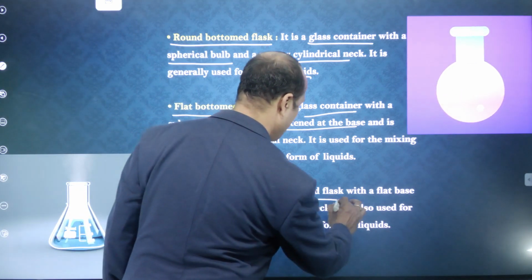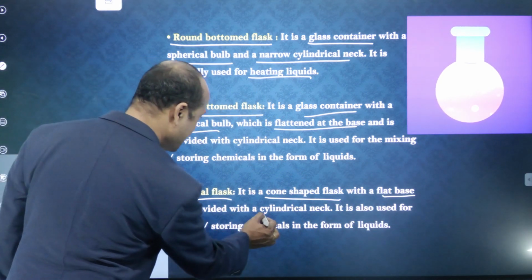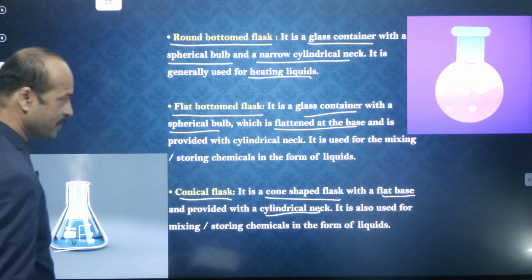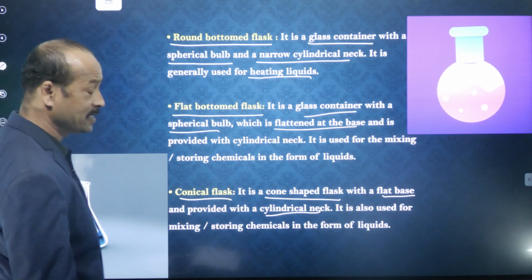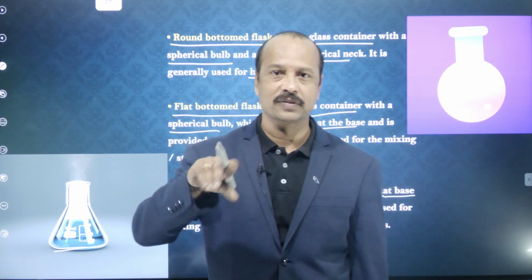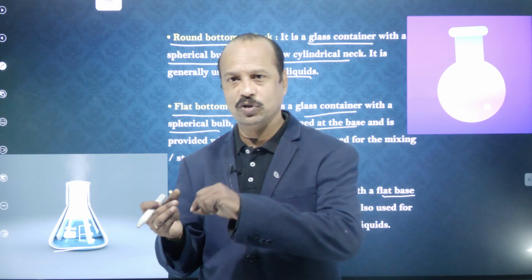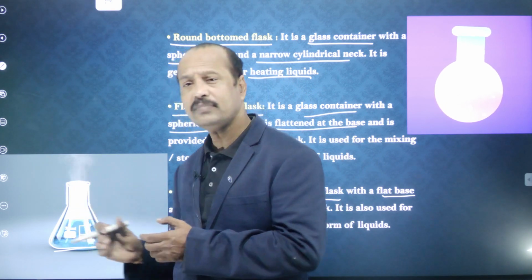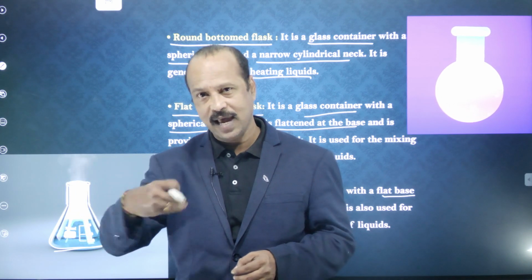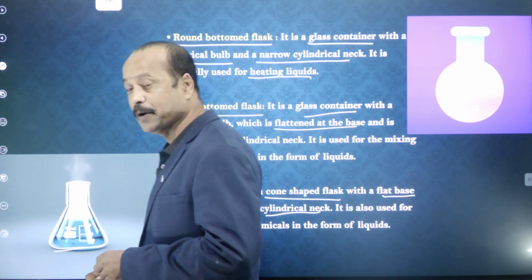It's a cone shaped flask with a flat base. See, this is a flat base, provided with a cylindrical neck. The neck is cylindrical here. It's also used for mixing and storing chemicals in liquid form. So when I want to mix something, for example, I have a solvent and a solute, and I want to make a solution, then what I do is take some solvent, meaning a liquid, in this conical flask, and add some salt. I hold the neck and just shake it. Then what happens? It gets dissolved, right. So this is about the conical flask.